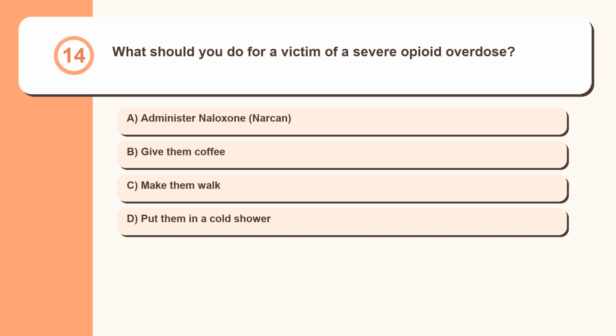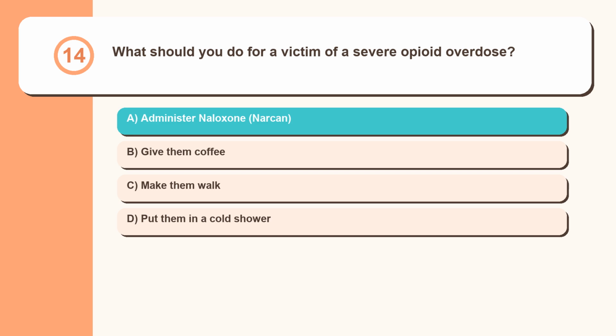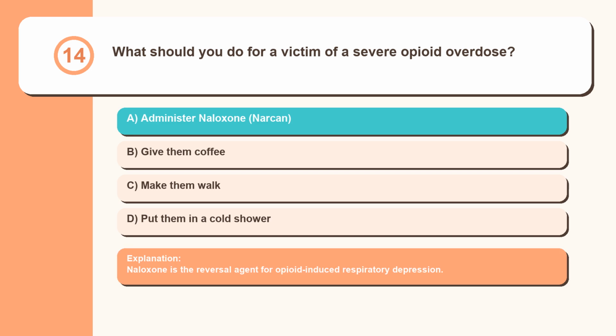Question 14. What should you do for a victim of a severe opioid overdose? Administer naloxone, Narcan. Give them coffee. Make them walk. Put them in a cold shower. Naloxone is the reversal agent for opioid-induced respiratory depression.